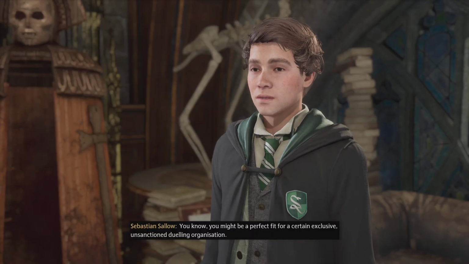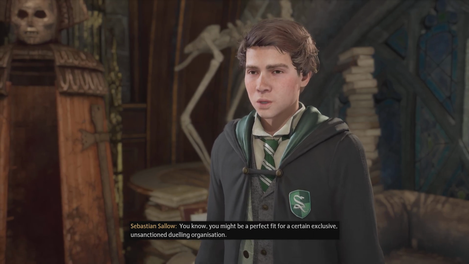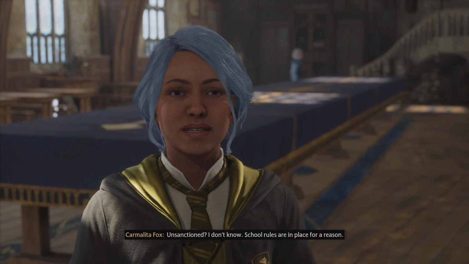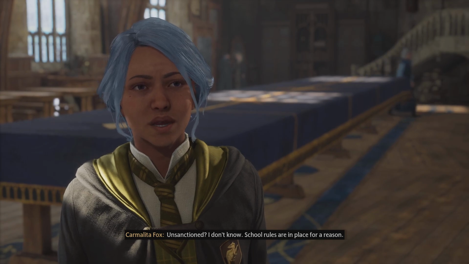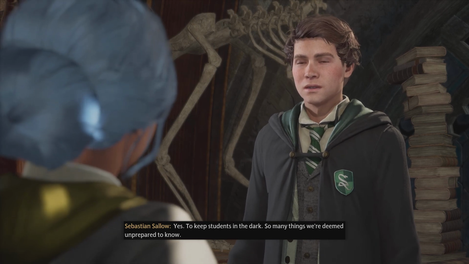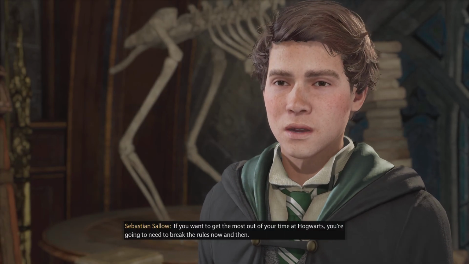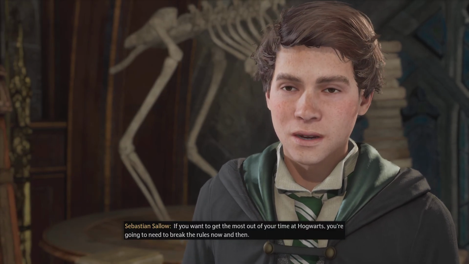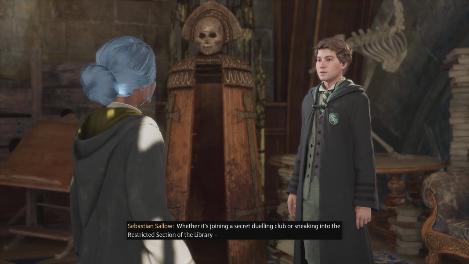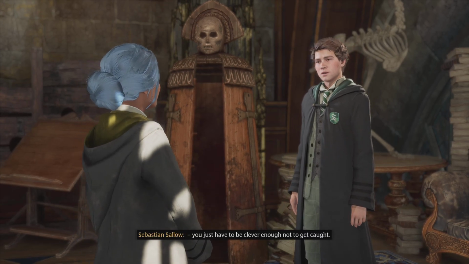You know, you might be a perfect fit for a certain exclusive, unsanctioned dueling organization. Sounds suspicious. Unsanctioned? School rules are in place for a reason. Yes, to keep students in the dark. So many things we're deemed unprepared to know. If you want to get the most out of your time at Hogwarts, you're going to need to break the rules now and then. Whether it's joining a secret dueling club, or sneaking into the restricted section of the library, you just have to be clever enough not to get caught.